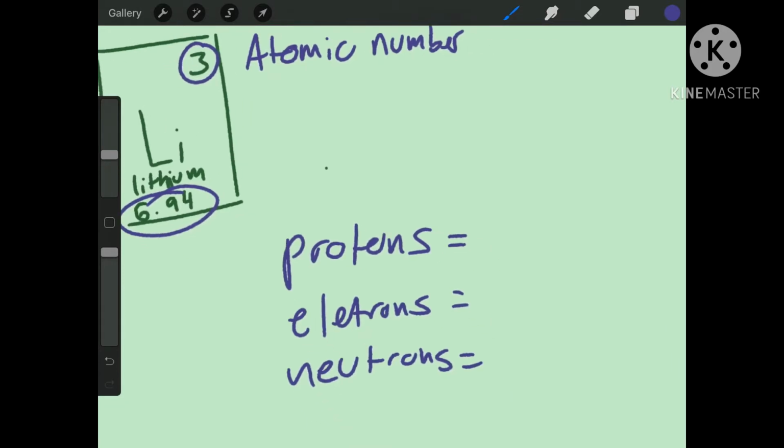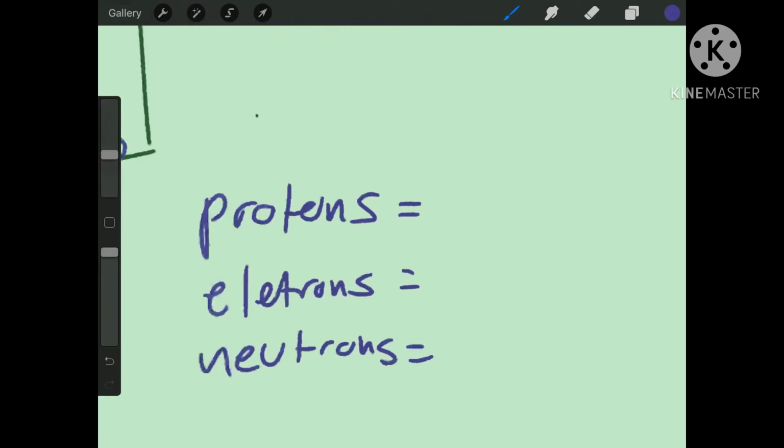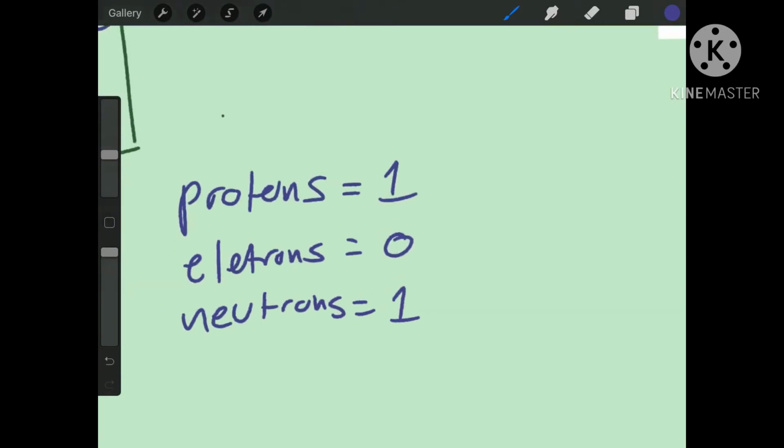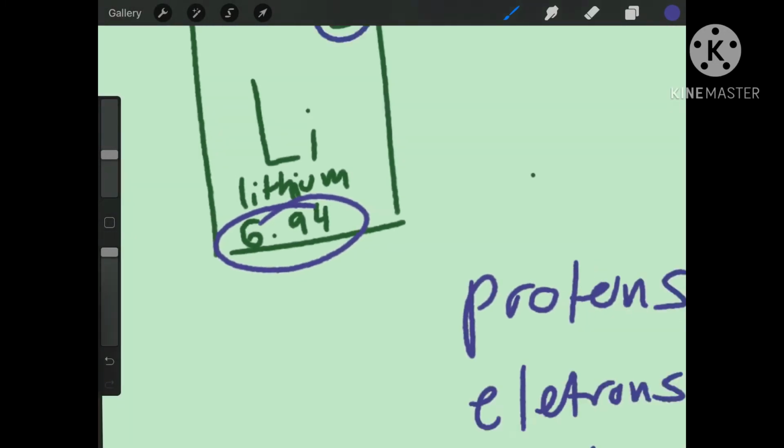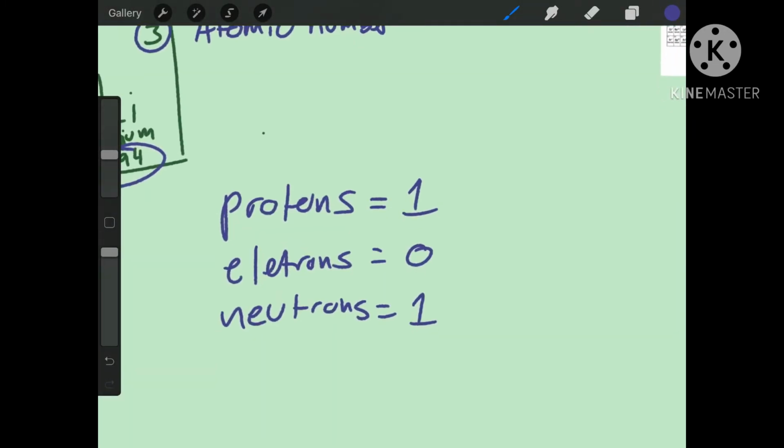So protons, electrons, and neutrons, they're all part of an atom, but only two of them have mass. Protons are about 1 atomic unit heavy, right? Electrons are about 0, and neutrons are about 1, meaning that this atomic mass right here is coming from the weight of protons and neutrons.